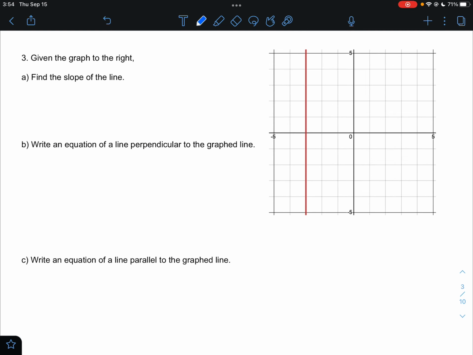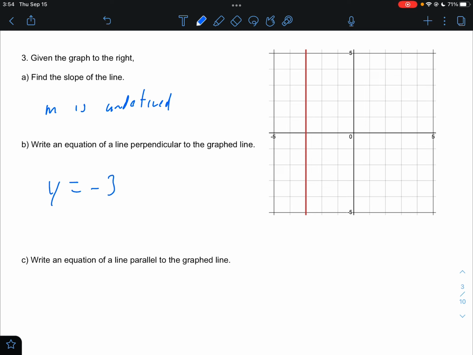Number 3, given this graph, find the slope of this line. Well, this is a vertical line, and remember that all vertical lines have slope that is undefined. All right, an equation of a line perpendicular to this graph line. So perpendicular to a vertical would have to be a horizontal, right? So a horizontal line has equation y equals. You can write down y equals any real number that you want. 4, 7, -8, 30,000, whatever you want. I'm going to use -3.